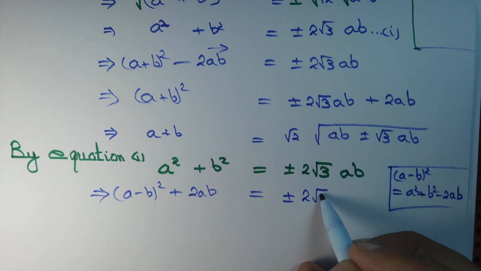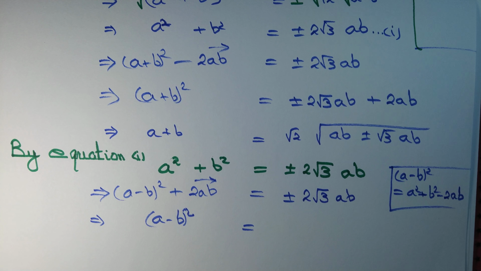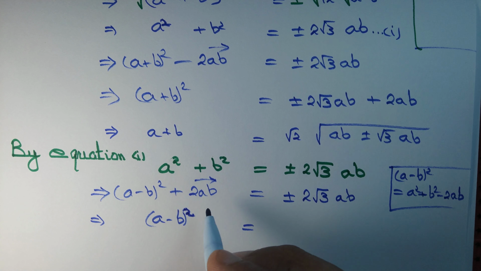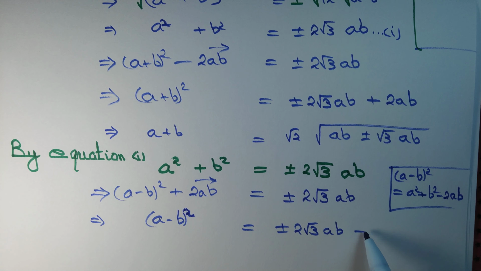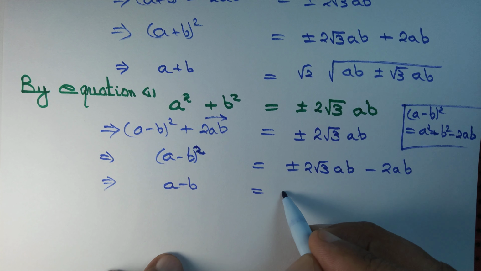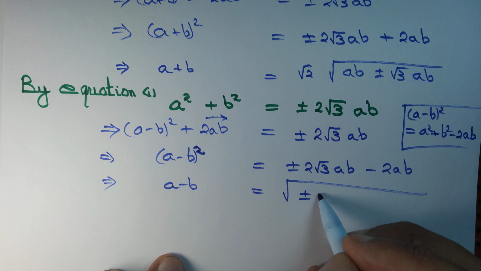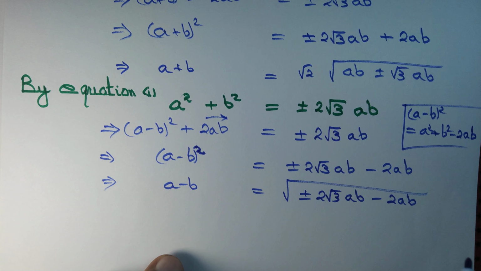Once again, we take this plus 2AB to the right hand side to write (A minus B) whole squared equal to plus minus 2 root 3 times AB minus 2AB. Okay, so we take the square root on both sides. So as in the previous work, A minus B equals the square root of plus minus 2 root 3 times AB minus 2AB.